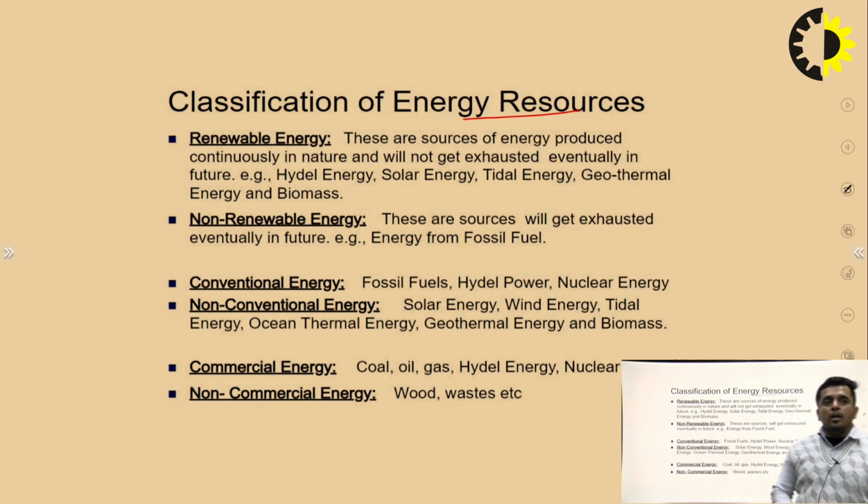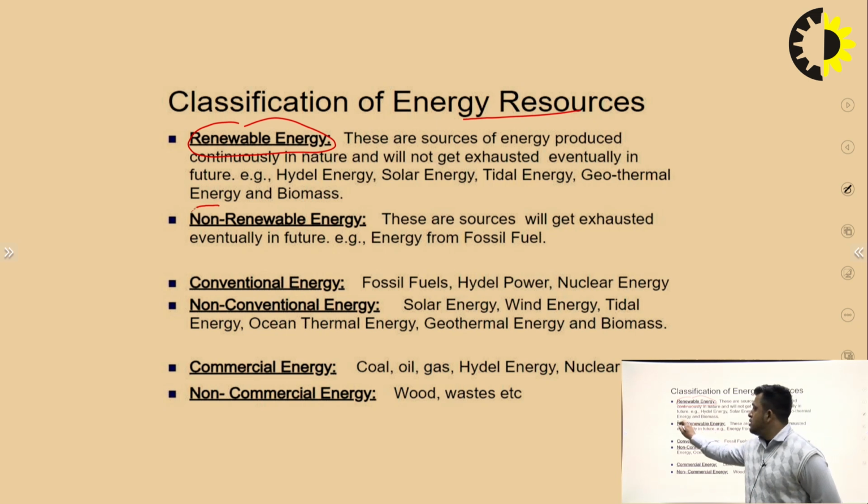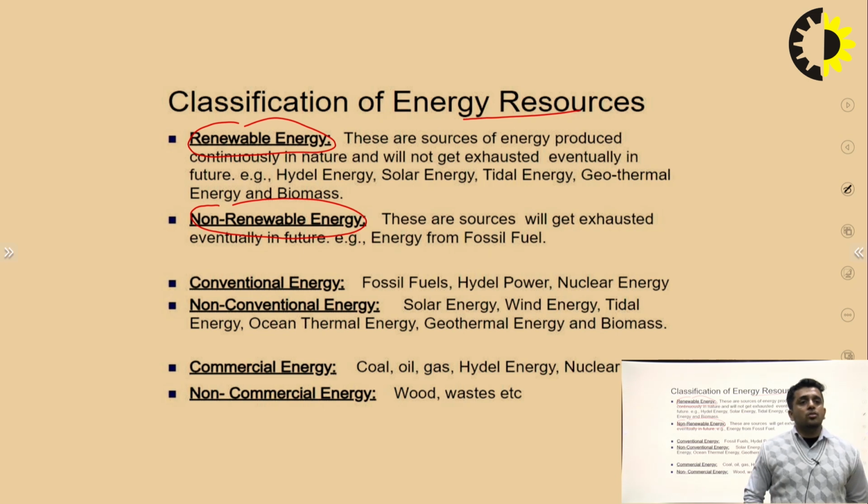So the energy resources classification has been given there. One classification says what is renewable energy. We have discussed that renewable energy means the energy which will not get exhausted, like our hydel energy, solar energy, tidal energy. These are the renewable energy resources. And what are non-renewable energy resources? Non-renewable energy resources mean this energy will be exhausted after a certain period of time, like energy from fossil fuel.